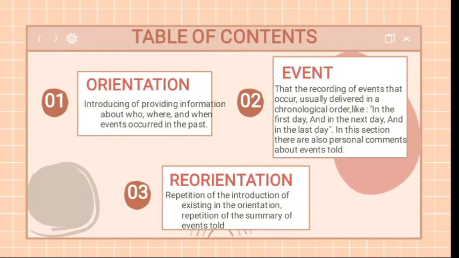Table of contents. First, orientation. Introducing or providing information about who, where, and when events occurred in the past. Next, event. The recording of events that occur, usually delivered in chronological order, like on the first day, in the next day, and on the last day. In this section, there are also personal comments about the events told. Reorientation. Repetition of the introduction in the orientation. Repetition of the summary of events told.